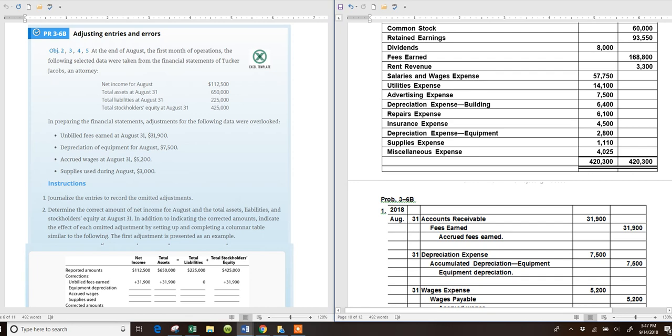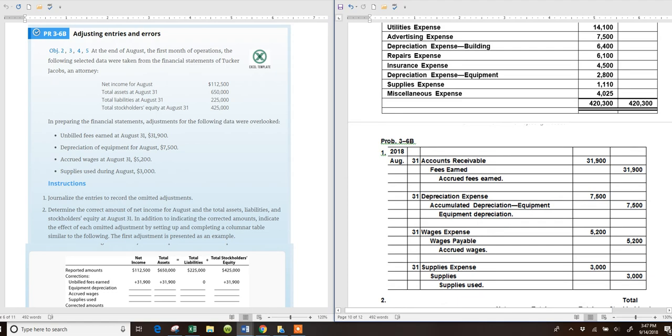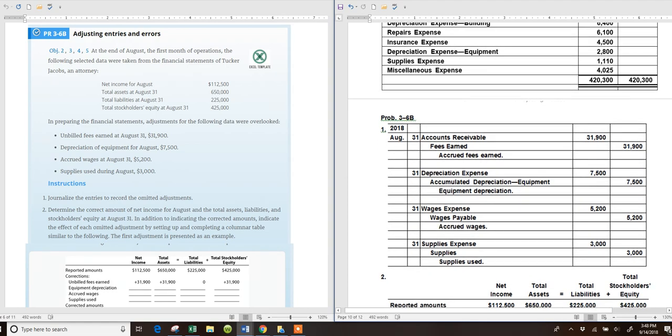Next one, supplies used during August of $3,000. So unlike problem 5b, this one tells us how much is used. So I always expense the portion used. So I debit supplies expense and credit supplies. So there's your journal entries for that.